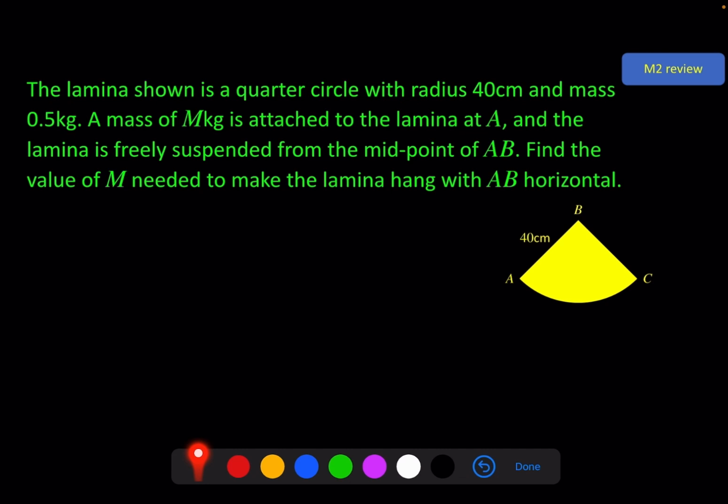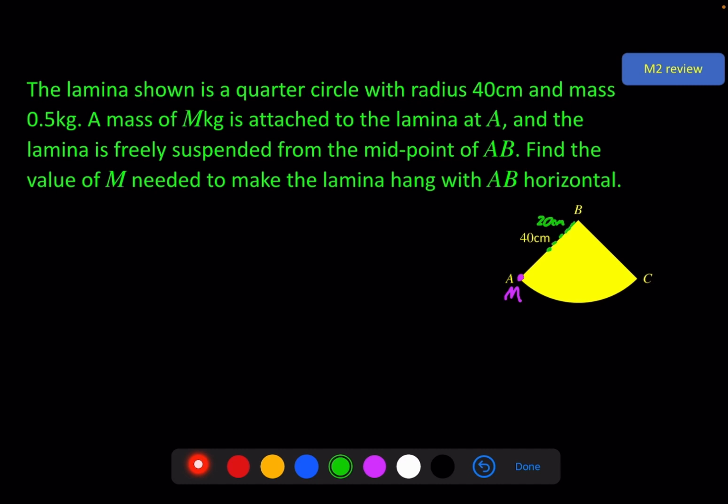The lamina shown is a quarter circle with radius 40 centimeters and a mass of 0.5 kilograms. A mass of m kilograms is attached to the lamina at A. Okay, put that on. And the lamina is freely suspended from the midpoint of AB. Okay, put that on as well. Obviously this is 20 centimeters on either side. Find the value of m needed to make the lamina hang with AB horizontal.